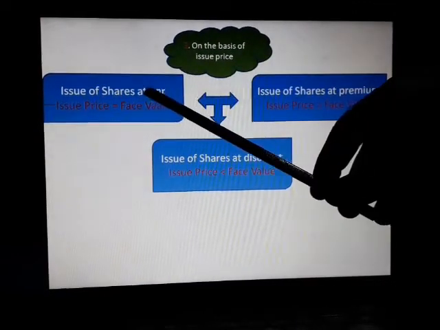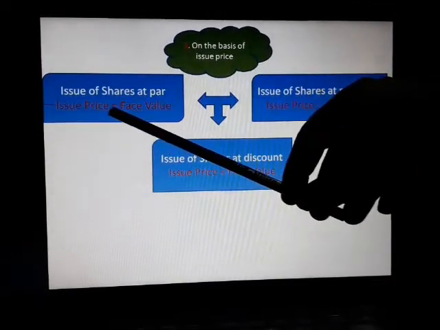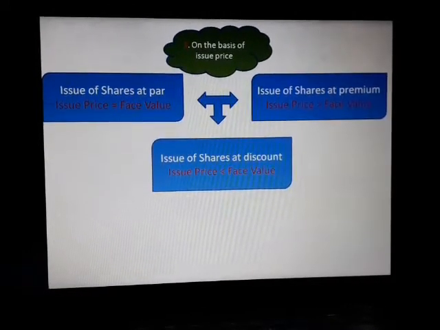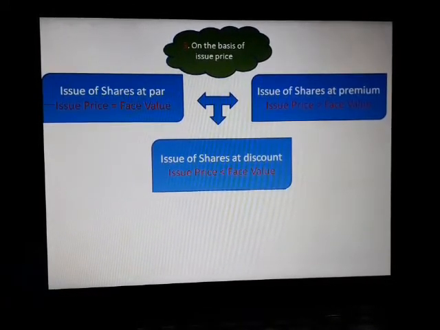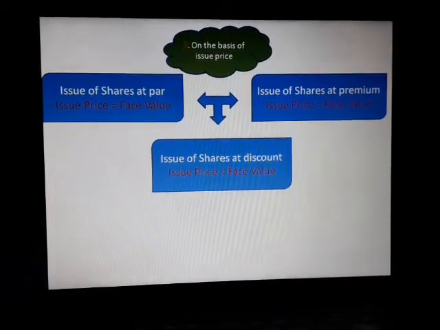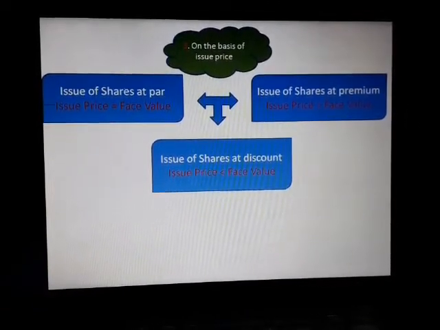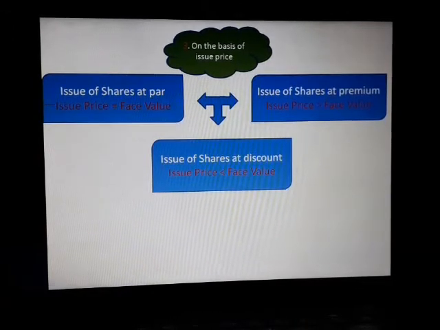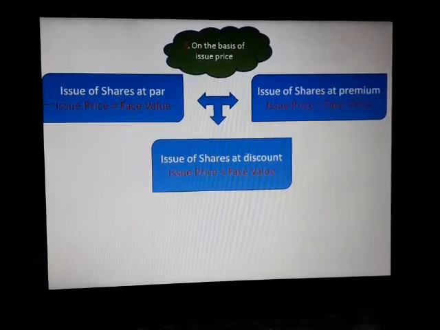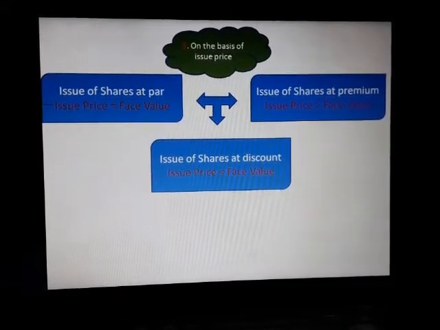If it is issued at par, then issue price equals face value. That is, the company is issuing their shares at the face value or at the nominal value. Issue of shares at premium: if the issue price is greater than the face value, then the issue is known as the issue of shares at premium. If the issue price is less than the face value, then that issue is known as the issue of shares at discount.